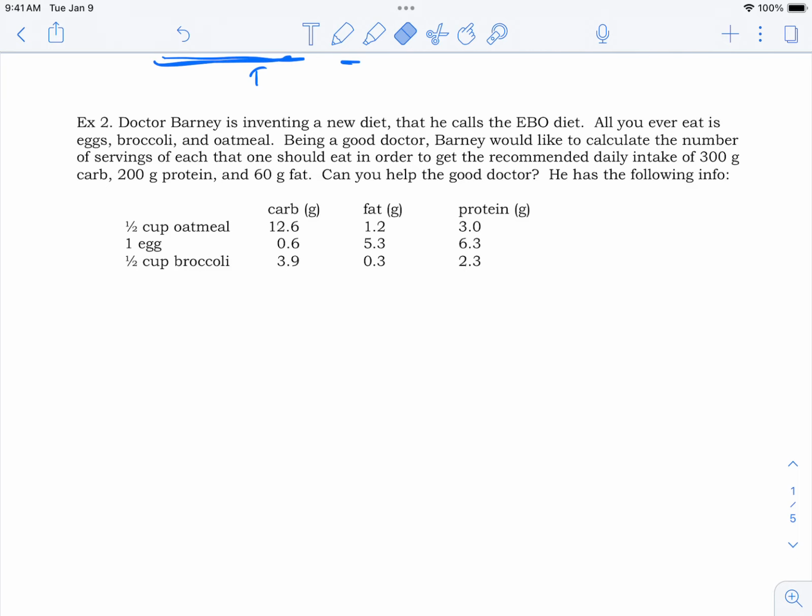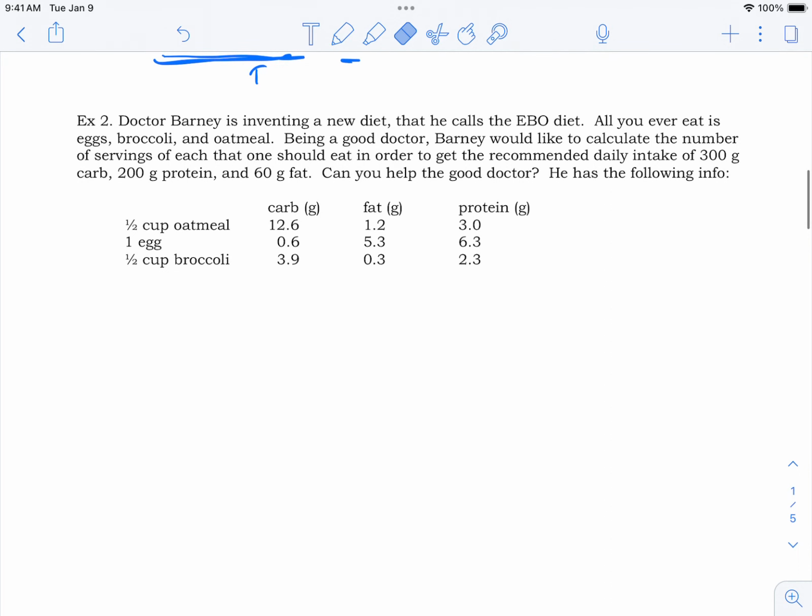So okay. Here's the thing. Oatmeal, eggs, broccoli. Now I looked this up on the web too. A half cup of oatmeal has 12.6 grams of carb, 1.2 grams of fat, 3 grams of protein. An egg has about 0.6 grams of carb, 5.3 grams of fat, 6.3 grams of protein. Half cup of broccoli has about 3.9 grams of carb, 0.3 grams of fat, 2.3 grams of protein. Okay, that's cool. Very cool.